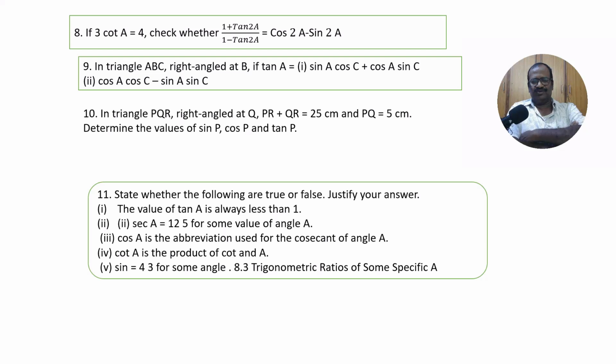So it's wrong, but we will prove it in the next one. Because it is opposite side by adjacent side, sometimes they may be equal. How they are equal, we will prove in the next exercise. The next one, secant A is equal to 12 by 5 for some value of angle A. Secant means it's wrong. Why?